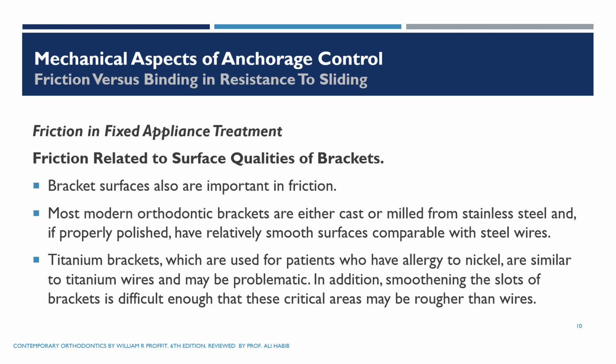Bracket surfaces are also important in friction, similar to the wires. So with the stainless steel brackets, we assume that their features are similar to stainless steel wires. Newly introduced titanium brackets were introduced to be used for those patients who have allergy to nickel, where we cannot use stainless steel brackets, and they are found to be similar to titanium wires when it comes to friction. So they have very high friction and they are problematic. In addition, smoothing the slots inside the bracket is difficult, which makes them even worse than the wire regarding friction.